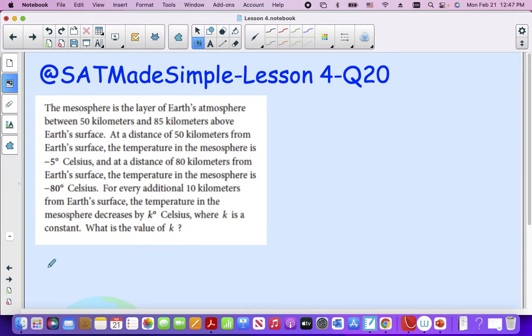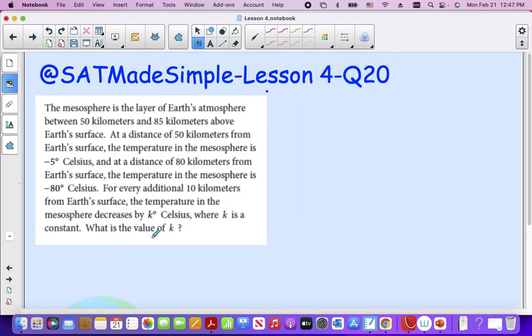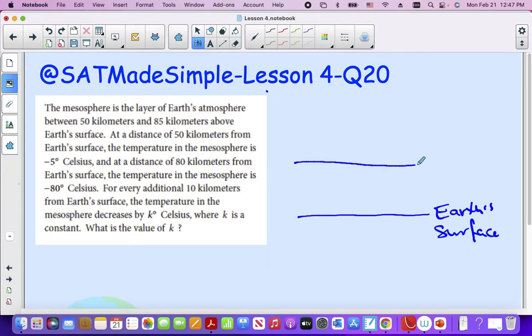Really, we need to read this question and translate and then figure out what they want. I'm going to just sketch, let's say this is Earth's surface. And he says that the mesosphere is the atmosphere between 50 kilometers and 80 kilometers. So this is the 50 kilometer and that is the 80 kilometer.